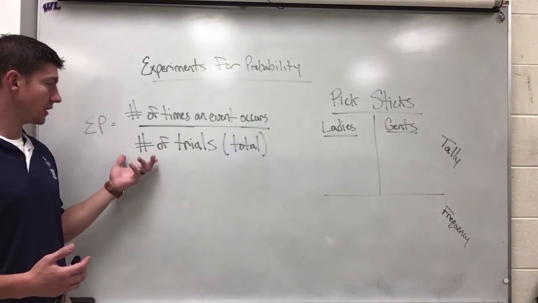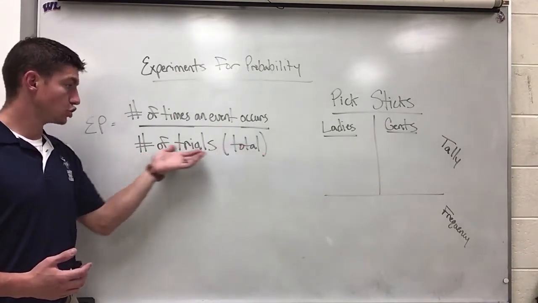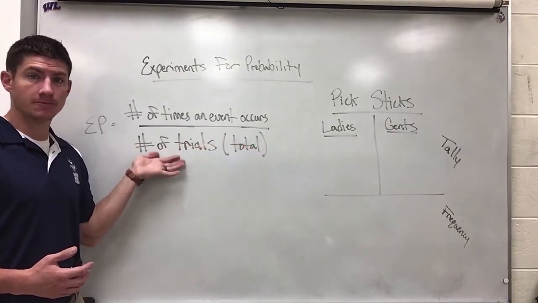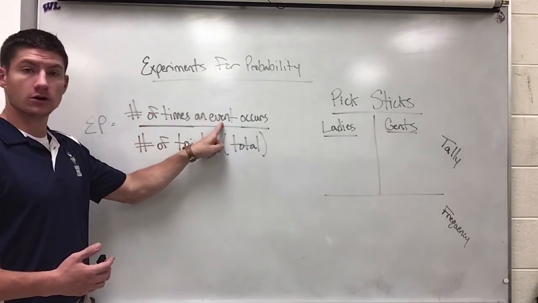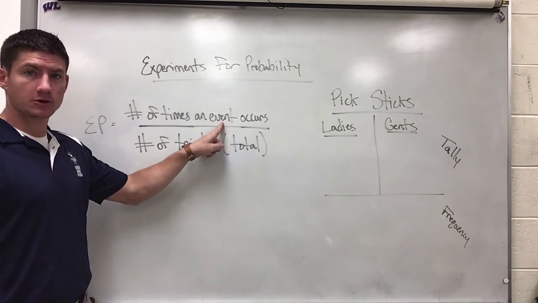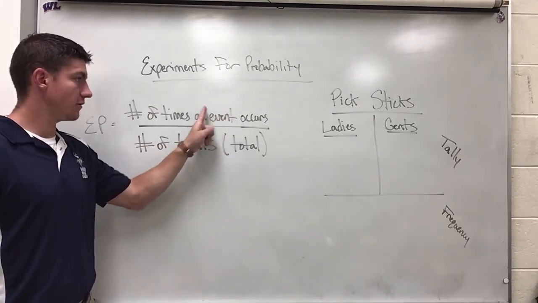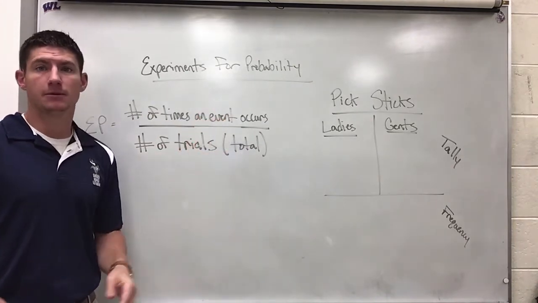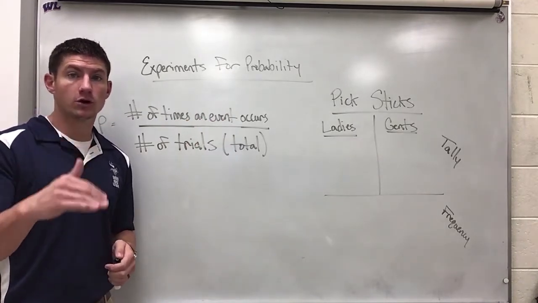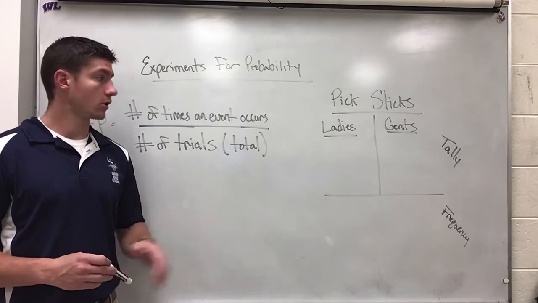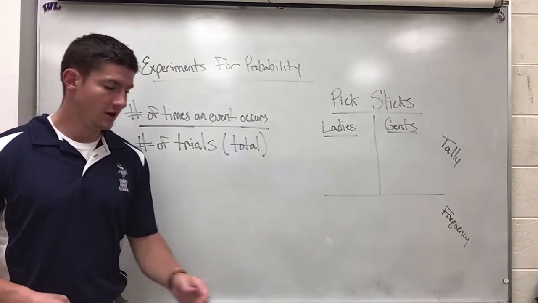In our denominator, when we're calculating this, you keep track of the total times that you're testing something, and then you keep track of the specific category, the number of times an event occurs. Whenever you're looking at experimental probability, you have to look at the different types of events or outcomes that could possibly happen, and then you create this tally sheet or frequency chart that's listed right in your textbook. We're going to do that together as I go through picking sticks.